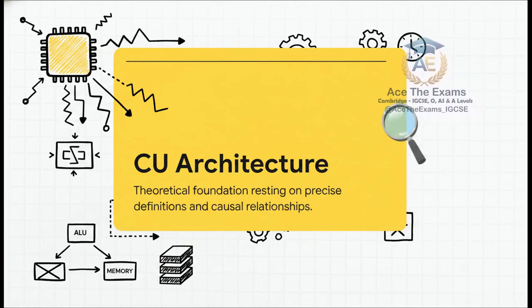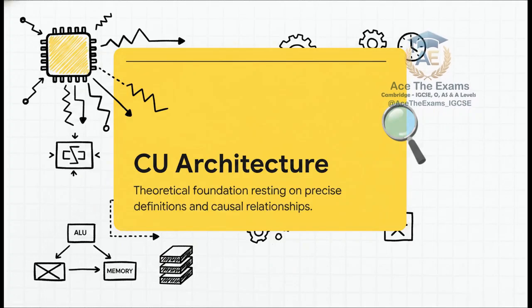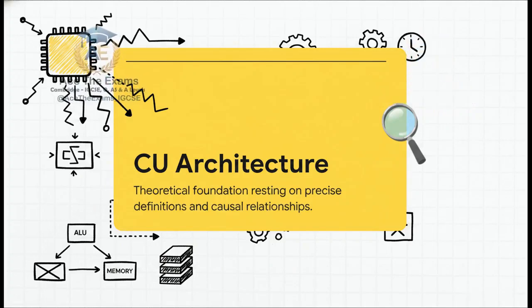You need to know exactly how a control signal, like one telling the arithmetic logic unit to add two numbers, actually cascades through the entire system, how it fetches the instruction via the program counter, holds it in the memory data register, and ultimately decodes it in the current instruction register. It is all about cause and effect during the fetch-execute cycle.